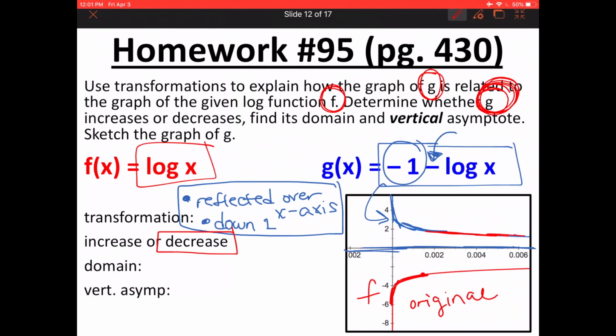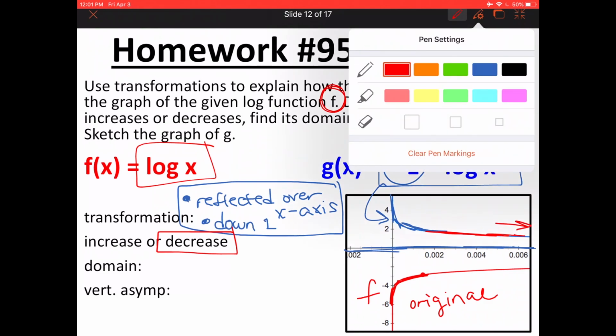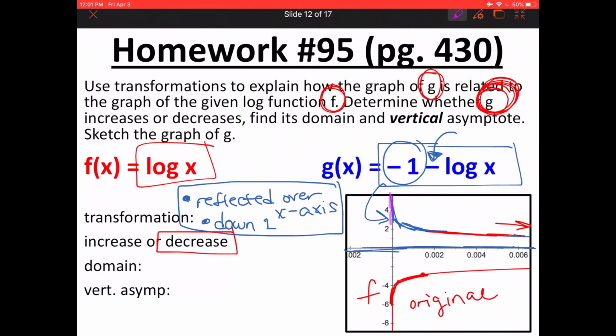For the domain, again, domain of G. G can pretty much go wherever it wants to the right, but over here, it cannot cross this invisible 0. So my domain would be 0, infinity. And my vertical asymptote would be at x equals 0, because that's that purple line that the graph approaches but never crosses.